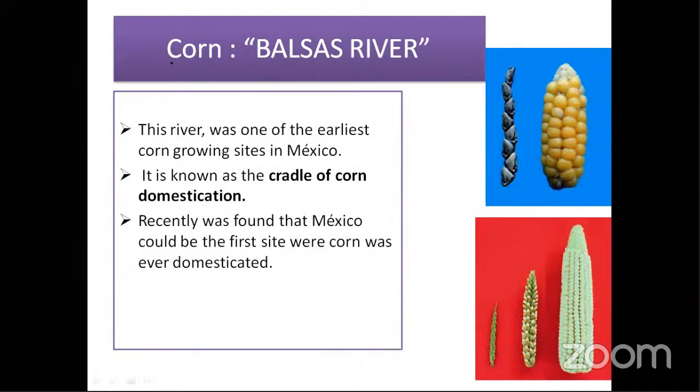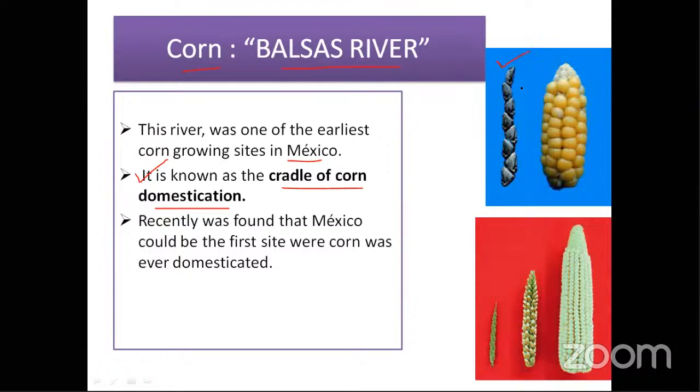Coming to the examples, I have mentioned a few examples of how crops would have been domesticated. So corn is believed to have been domesticated in the Balsas river. The Balsas river is in Mexico. Okay, so that particular river is called the cradle of corn domestication. This is an important point: the area called the cradle of corn domestication, meaning the focus point of corn domestication, is the Balsas river in Mexico. Okay, and the archaeological studies also have found that this might be the particular origin.